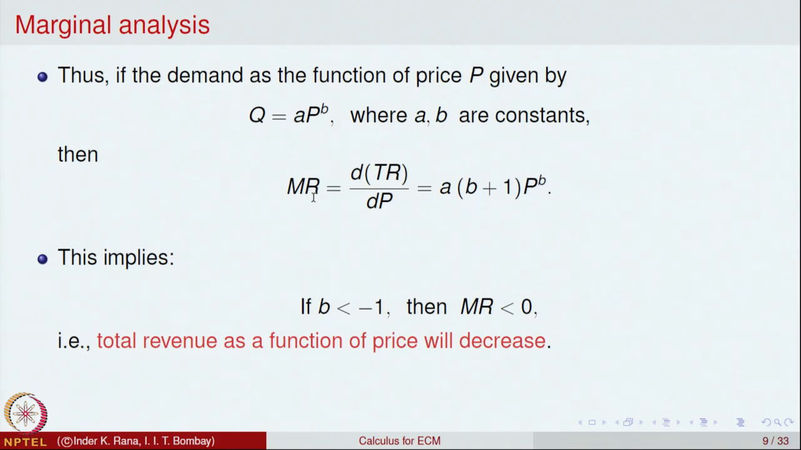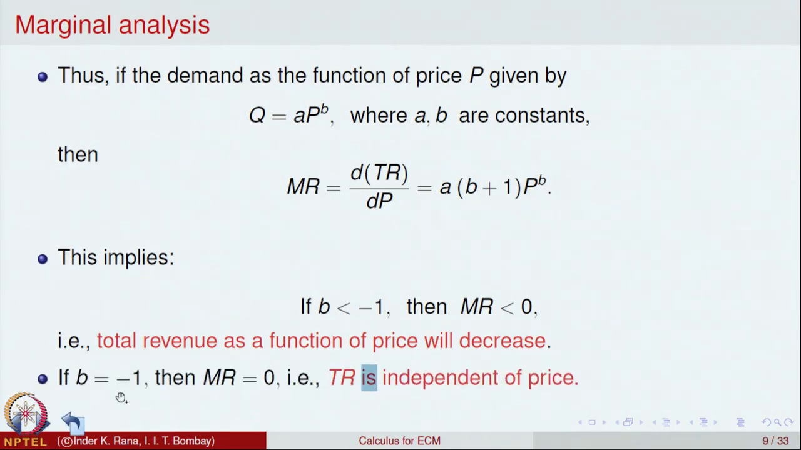What implication does this have? It says the total revenue as a function of the price will decrease. The marginal of the revenue is negative, so there will be a decrease. Marginal revenue is the derivative of the revenue. So, that says that the total revenue as a function of price will decrease. Revenue will decrease as there is an increase in the price. So, it is a decreasing function.